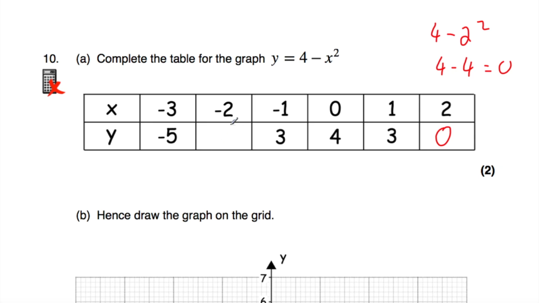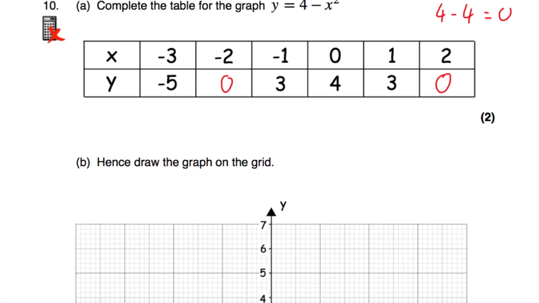Now we should find that this is 0 as well, but let's have a look. We're going to do 4 subtract negative 2. I'm just going to put that in brackets, negative 2 squared. It's very important to remember those brackets around those negative numbers before you square them. So we're going to do 4 subtract negative 2 squared. Negative 2 squared, that's negative 2 times negative 2, and a negative times a negative is a positive, and 2 times 2 is 4, so we're going to get 4 take away 4. And again, 4 take away 4 is equal to 0. So that's it. And then part B, we've been asked to draw the graph on the grid below.